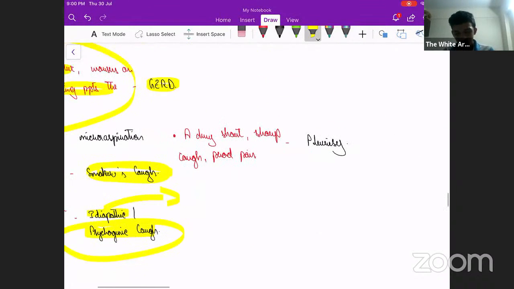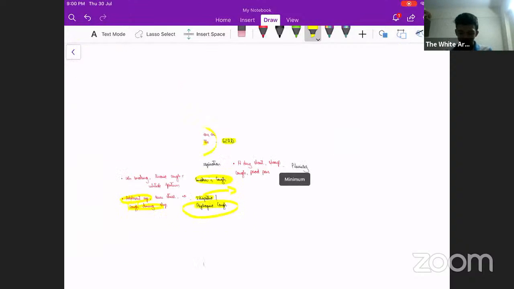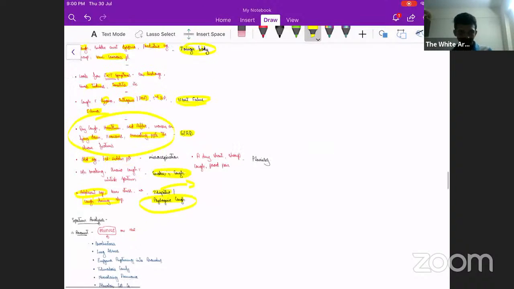Finally, there is pleurisy, wherein there will be a shooting pain with cough while inspiring. Small bouts of cough, dry, sharp cough, along with sharp shooting pain will be present in case of pleurisy. So this was to do with associated symptoms.